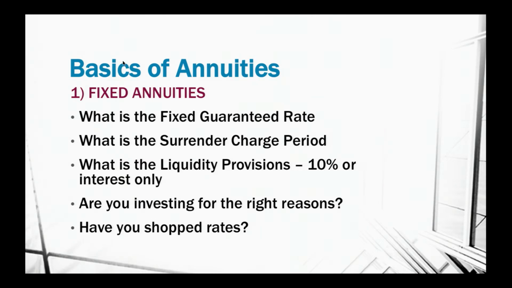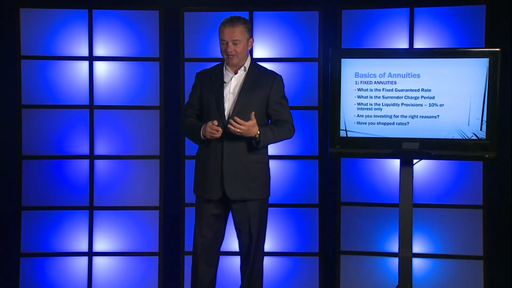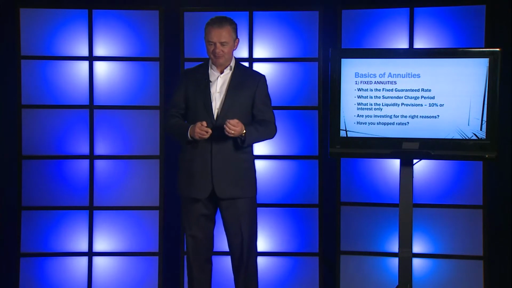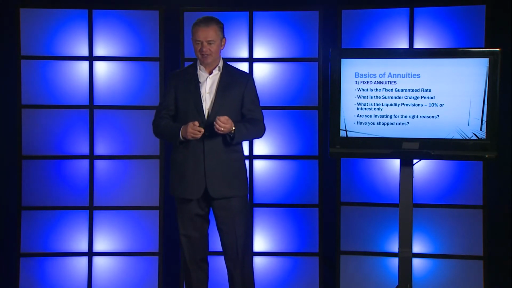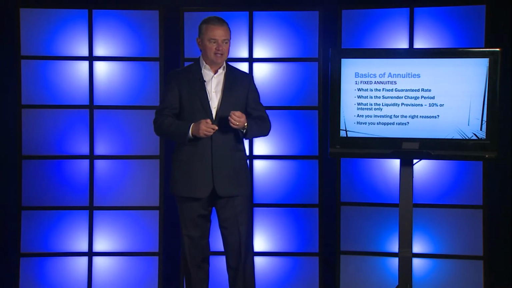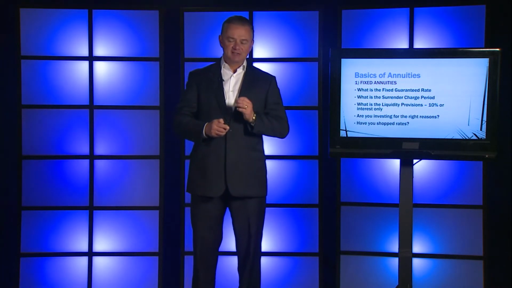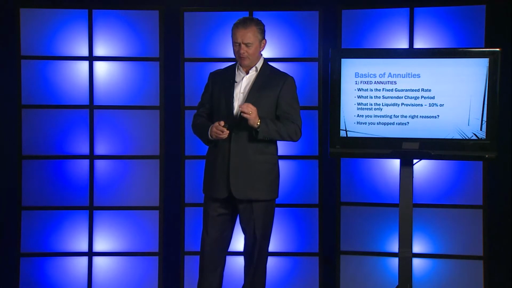because these annuities also have ways that you can take money out without being charged a surrender charge. Typically, it's one of two ways. It's either 10% of the annuity contract for that year, or it is interest only. Now, here's the next question that I really believe you have to ask yourself.